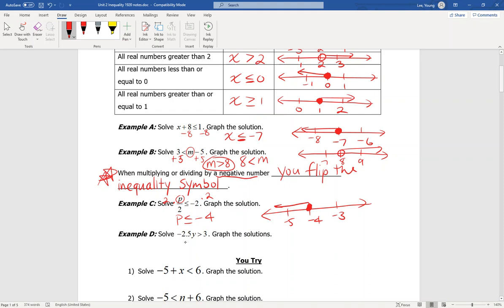How about this question? If I'm solving negative 2.5 y is greater than 3, I'm solving for y. Then if I want to put y by itself, you need to see what operation you see between negative 2.5 and y. That's going to be multiplication. So if I want to undo it, I need to divide by negative 2.5. Oh, I'm dividing by a negative number, so I'm going to flip the inequality symbol.